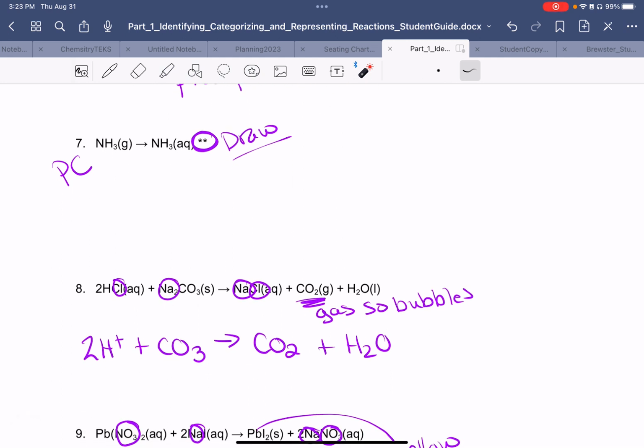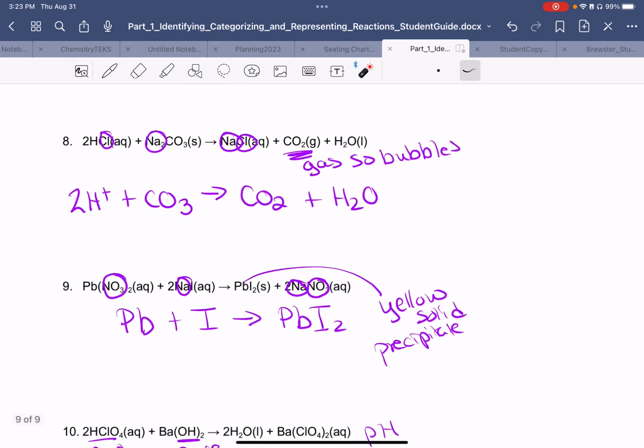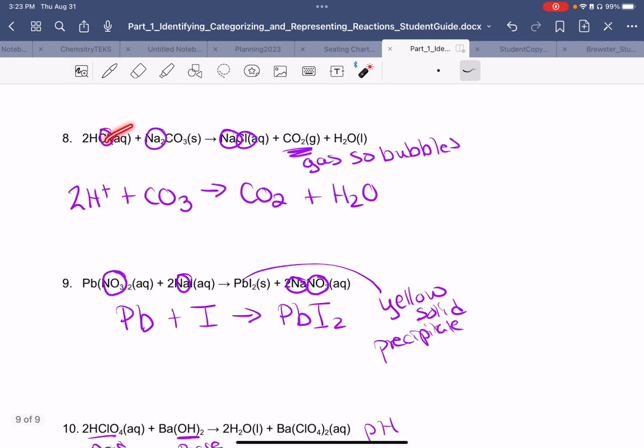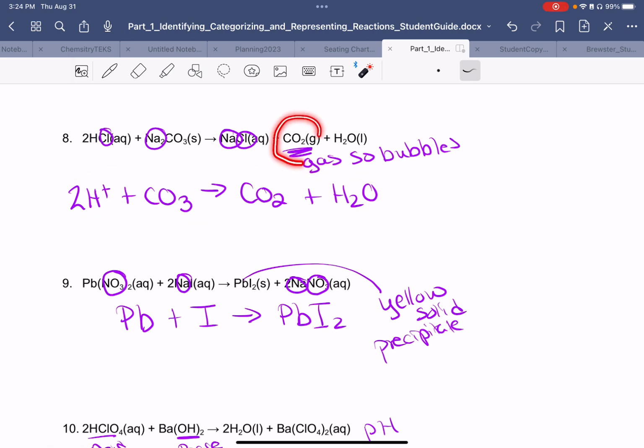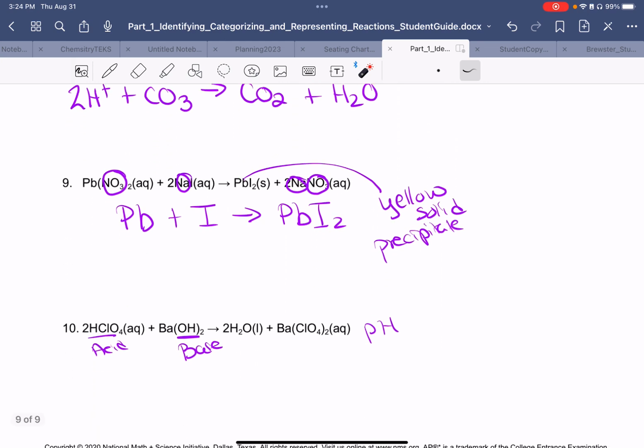I'll leave this one for you. Again, think about this one, probably a physical change. I'm going from gas to aqueous. I want you to draw what that looks like. 8, again, sodium and sodium both have the same charge as they go from left to right. So I write out my net equation with what's left over, and then I can talk about this reaction because I have a gas here, so gas bubbles are being given off, and that's my indicator the reaction has occurred.